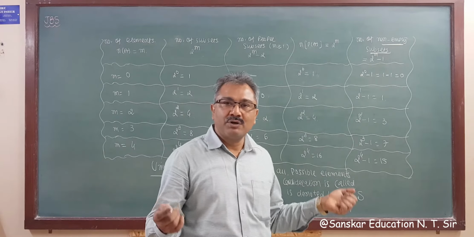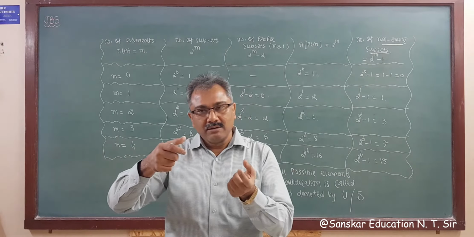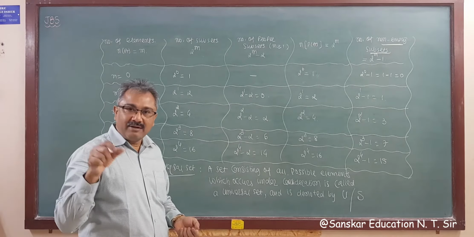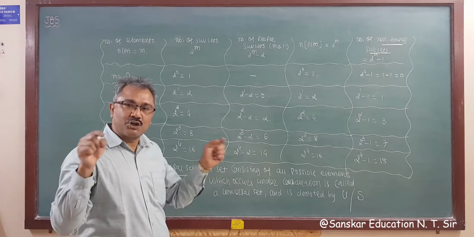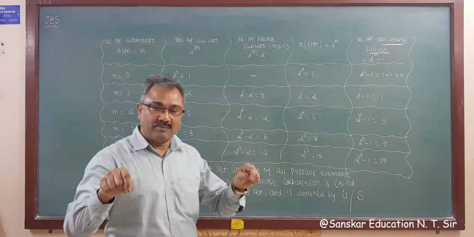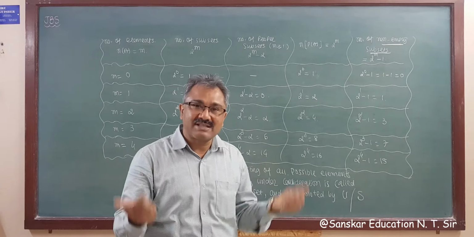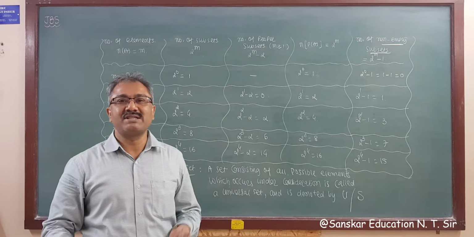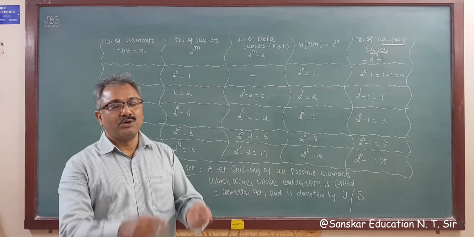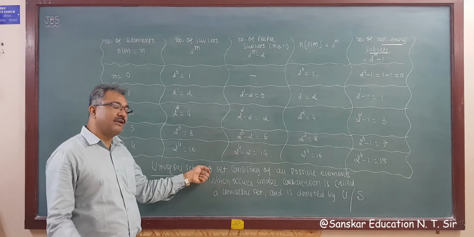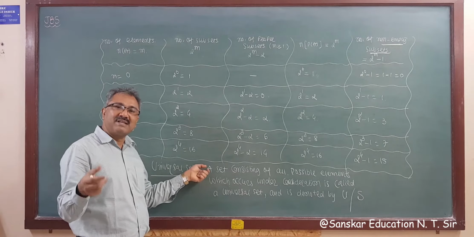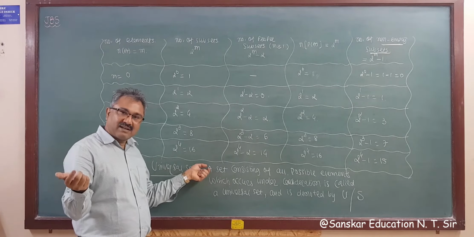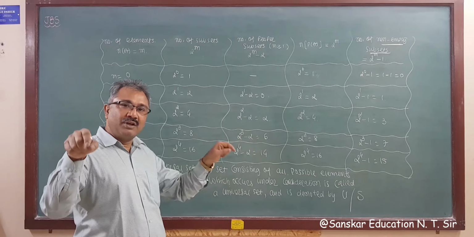Suppose you want to study how many students in your school are wearing specs, then your school is the universal set, and then you are going to study how many students are wearing specs, right? So a set consisting of all possible elements means all the students of your school, wearing specs or not. So the school is a universal set.